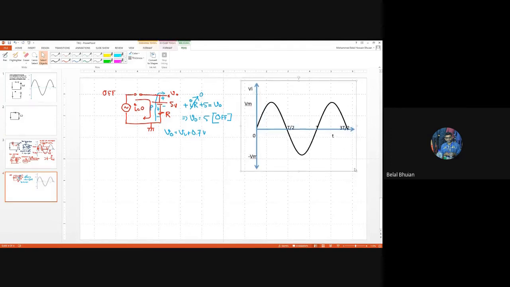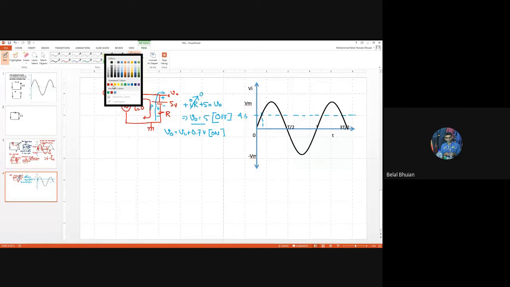Okay. Now we are going to draw the output. So we know the input-output relationship when the diode is off and when the diode is on, and we already know the interval when the diode is on. Let's say this is our transition state voltage 4.3. Let's say we draw the output voltage here.